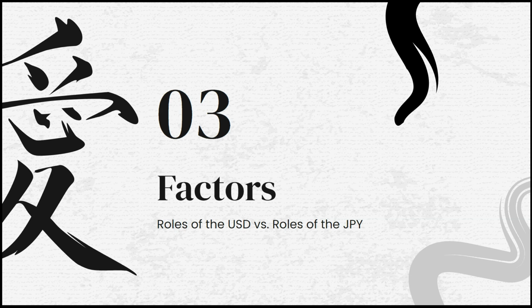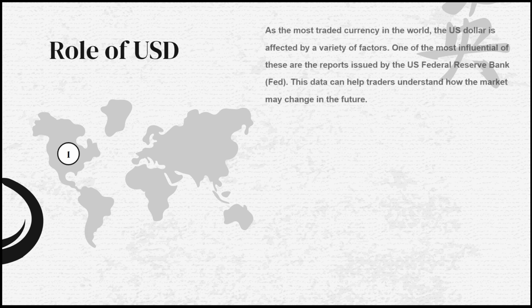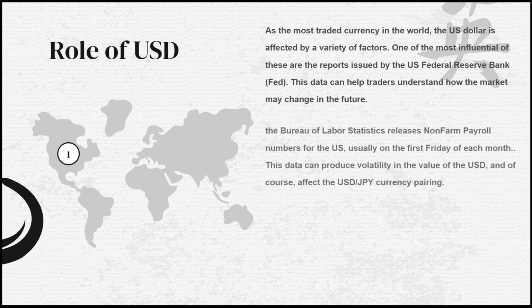Number 3, factors, roles of the USD versus roles of the JPY. The role of the USD: as the most traded currency in the world, the US dollar is affected by a variety of factors. One of the most influential of these are the reports issued by the US Federal Reserve Bank, the Fed. This data can help traders understand how the market may change in the future. The Bureau of Labor Statistics releases non-farm payroll numbers for the US, usually on the first Friday of each month. This data can produce volatility in the value of the USD and of course affect the USD JPY currency pairing.